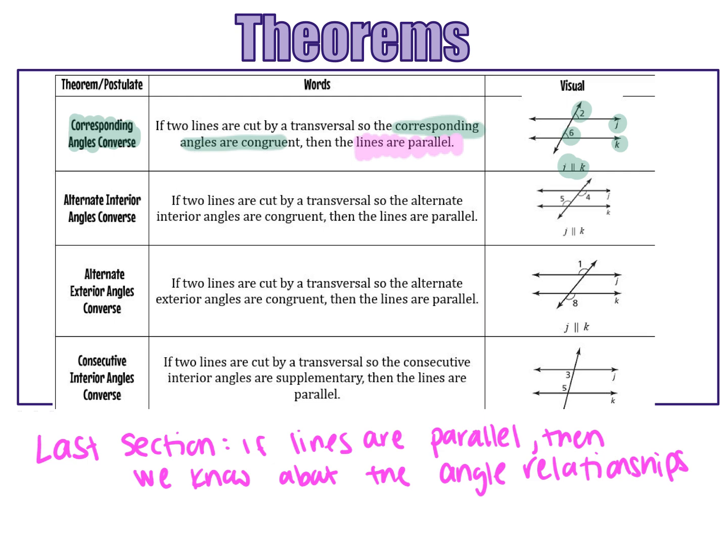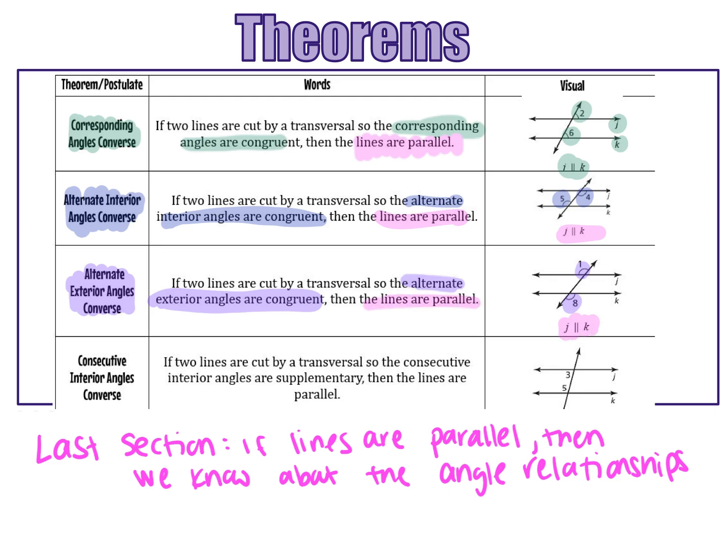Similarly, if we know that the alternate interior angles are congruent, in this case 4 and 5, then the lines must be parallel. That's the alternate interior angles converse. So again, if these angles behave in the way that we know they would if the lines are parallel, then we can conclude that the lines are parallel. The alternate exterior angles converse says if the lines are cut by a transversal in such a way that the alternate exterior angles are congruent, then the lines are parallel.